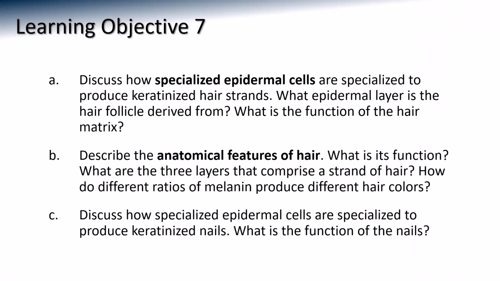So we have a few learning objectives for this video because we'll be talking about a couple different things. We're going to start off talking about how these specialized epidermal cells are able to create these accessory structures of hair and nails. And then we'll talk a little bit about the anatomical features of each of those. So we'll look at what goes into making a strand of hair and what goes into making your nails.